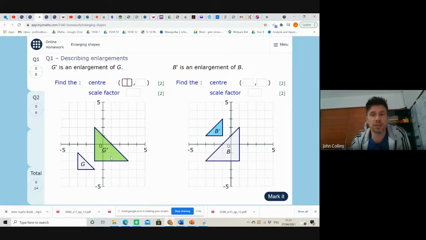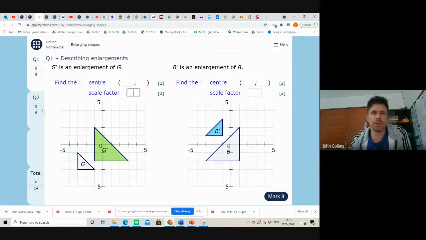How much bigger is it? Well, you can count the sides here and see what the scale factor is. So scale factor, if you think it's 5 times bigger, write 5. If you think it's 20 times bigger, write 20. It's neither of those. I hope you can figure it out. So this is very similar to the first example I did in the notes.